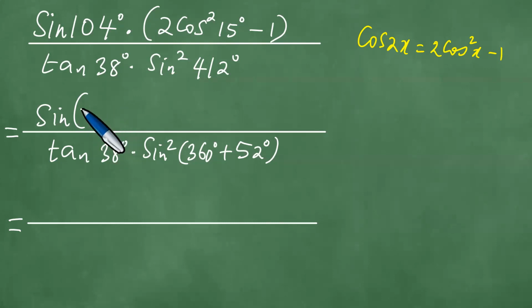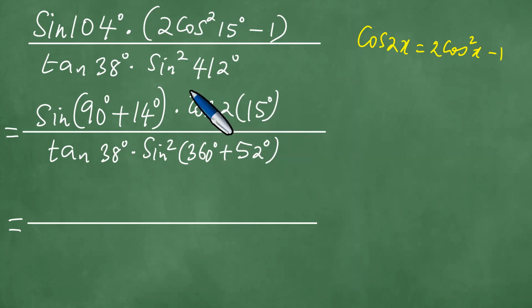So you can look at it as 90 degrees plus 14 degrees. So cosine 2x is 2 cosine squared minus 1, which is cosine of 2 into 15 degrees. What happens to the 1? Because cosine 2x is equal to 2 cosine squared x minus 1. It's an identity. It's the formula we're using.